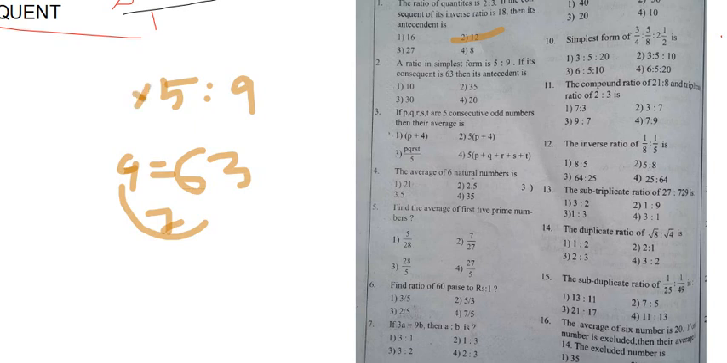5 into 7, how much, guys? That is 35. That is your option. Now the question number 3.